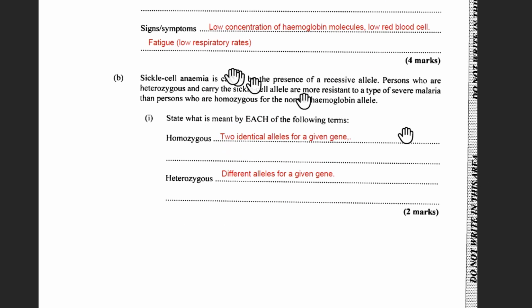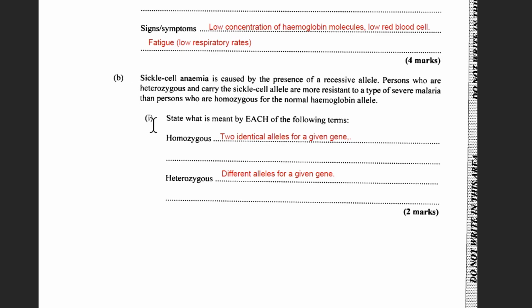So sickle cell anemia is caused by the presence of a recessive allele. Persons who are heterozygous and carry the sickle cell allele are more resistant to a type of severe malaria than persons who are homozygous for the normal hemoglobin allele. Heterozygous means that they have a dominant allele and a recessive, right? And typically they are just carriers of the disease, they don't actually suffer from it.